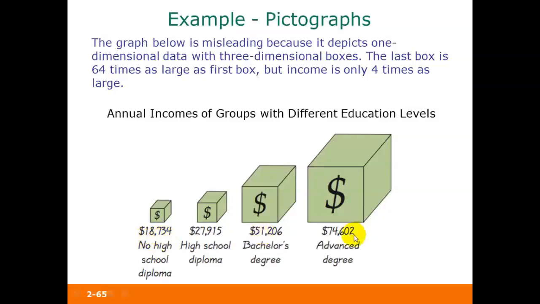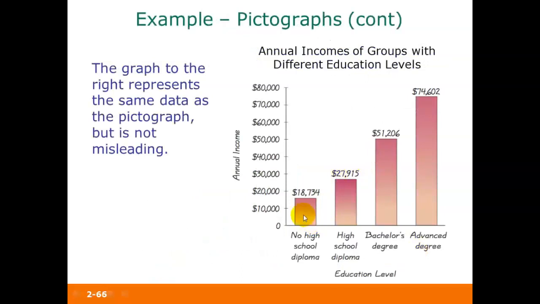is $18,734, and the income for those with an advanced degree, which is $74,602. But if you just look at the sizes of the boxes, this last box on the right looks huge compared to this first box on the left side. Now let's look at this with just a regular bar graph instead of using the pictograph. Obviously, the income for those with an advanced degree is still quite a bit more than for those with no high school diploma, but the differences are not so exaggerated. This is a much more fair way to represent this data.